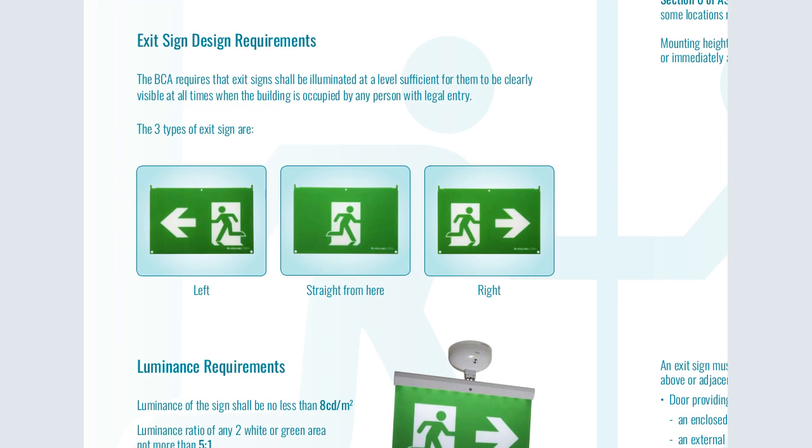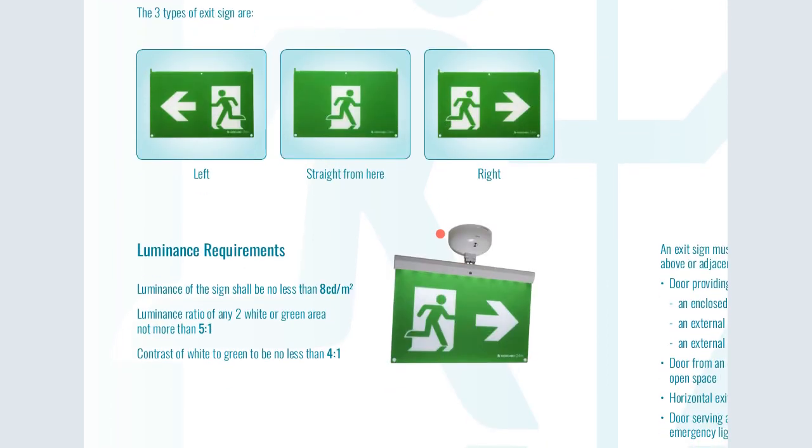Now, let's proceed. The three types of exit signs are, we have the left, we have the straight from here, and then we have the right. These are normally the exit signs that we normally have. So luminance requirements. When we are designing any exit sign, we have to take in consideration the luminance requirements. So the luminance of the sign shall not be less than 8 decibels. I think we talked about that last week.